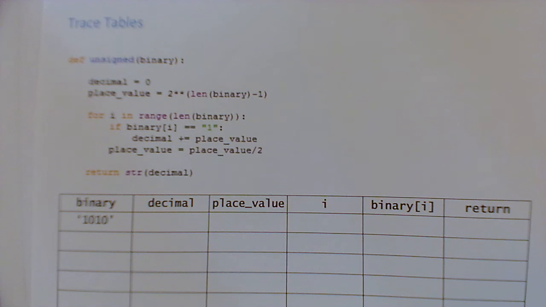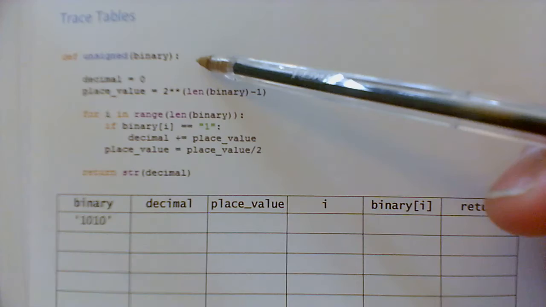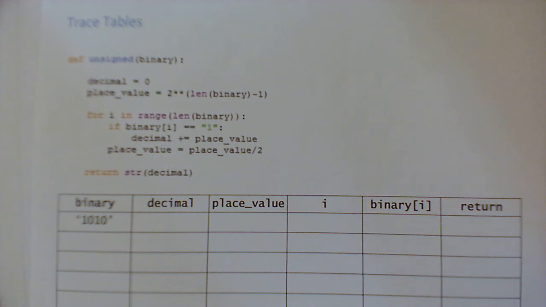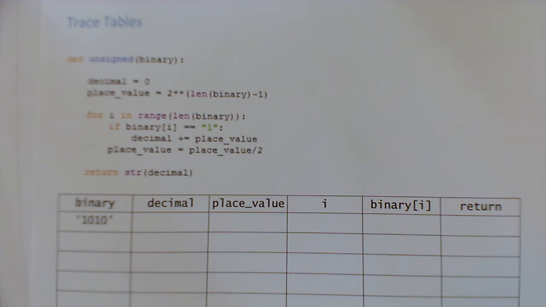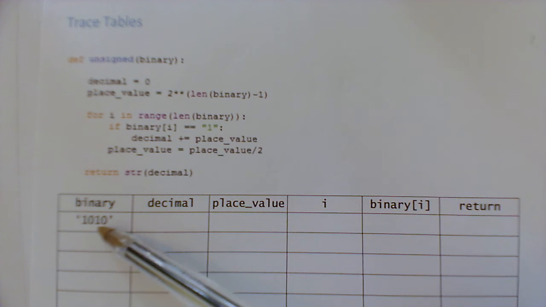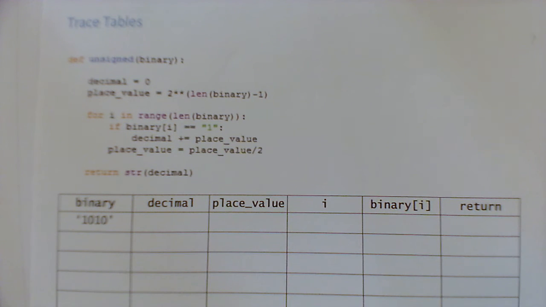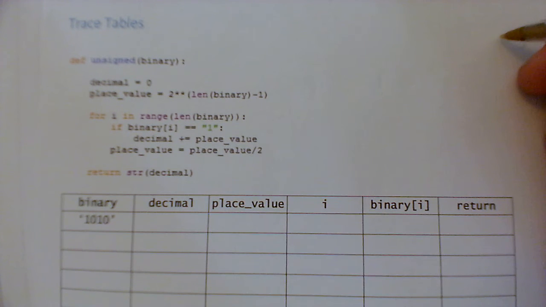So in this clip, I'm attempting to show you how to use a trace table to test an algorithm to see whether it works. So here I have a little program written in Python, and I want to know if it works or not. The purpose of the algorithm is to take a binary value in string form. So here's my binary string 1010, and I want to see if it converts it correctly into its denary value. So if this works, I should get 10.